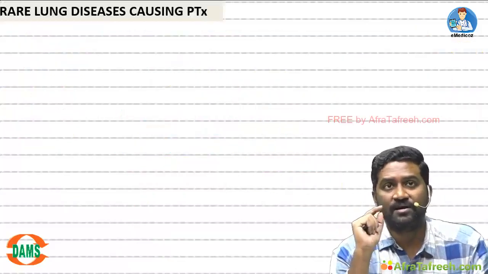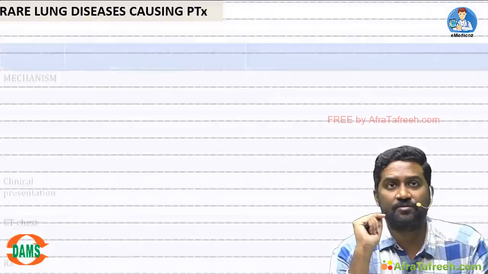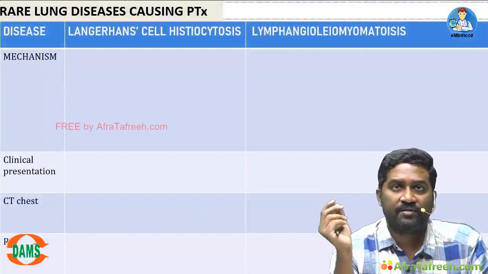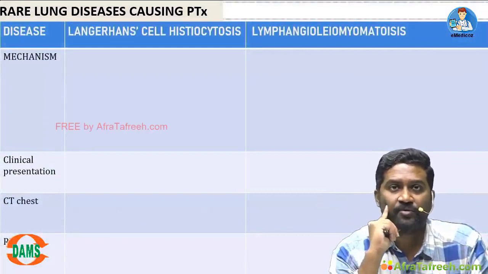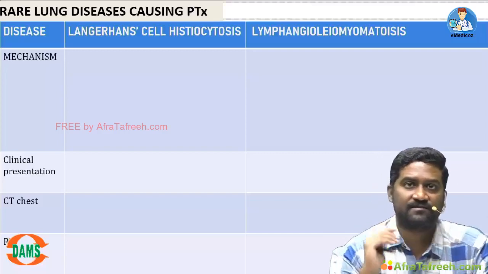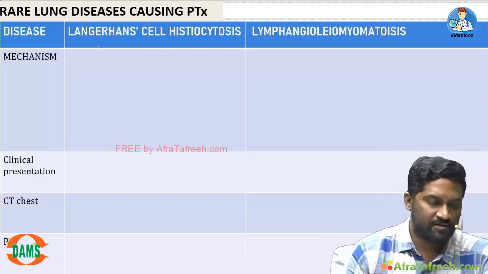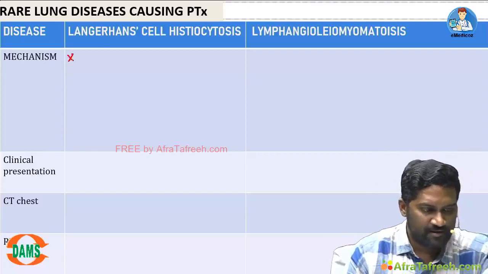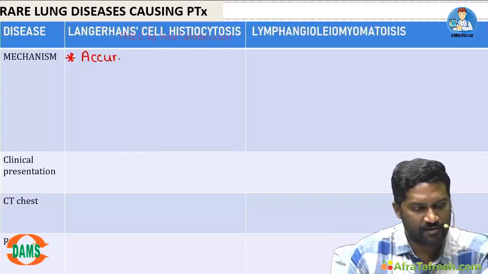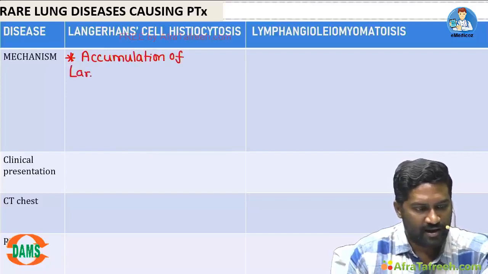So write down rare lung diseases causing pneumothorax. On one side, we will discuss Langerhans histiocytosis. On other side, lymphangioleiomyomatosis. Let us see the mechanisms, clinical presentation, CT chest. Langerhans histiocytosis. The mechanism is there is abnormal accumulation of Langerhans cells.